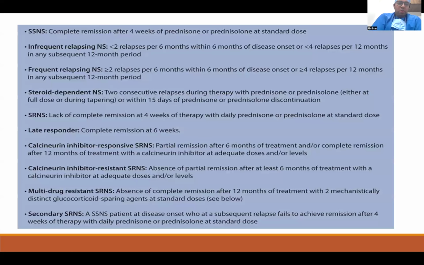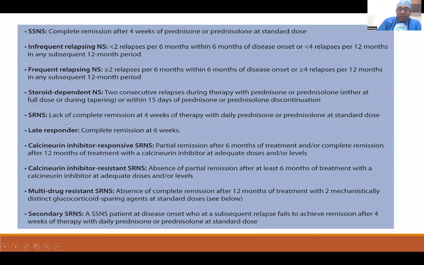Coming to this. So 85 to 90% of cases of nephrotic syndrome are steroid sensitive. Most of them achieve remission 4 weeks after starting steroids at a standard dose. So steroid sensitive nephrotic syndrome, you define it when there is complete remission after 4 weeks of initiation of prednisolone. Then when do you call it steroid resistant nephrotic syndrome?